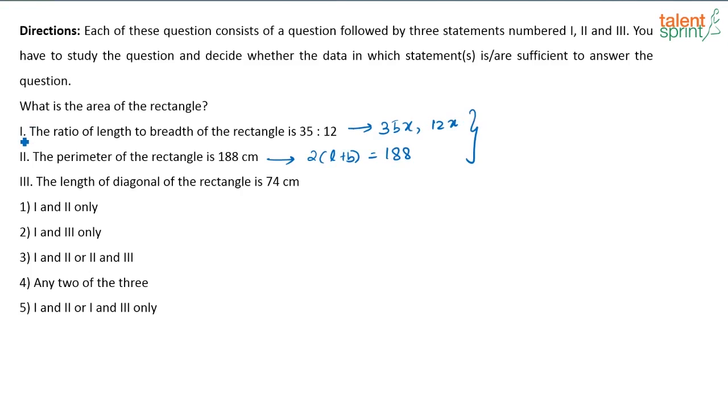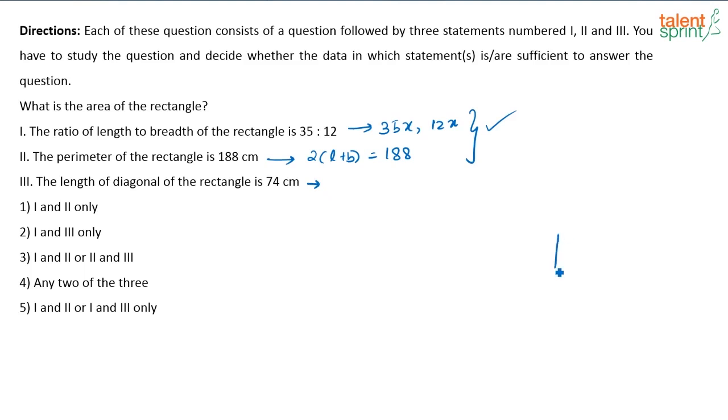So using statement 1 alone, I can't get the answer. Using statement 2 alone also, I can't get the answer. But if I combine statement 1 and 2, I can find what the answer is. Correct? Now look at statement 3. What does statement 3 say? It says the length of the diagonal of the rectangle is 74.